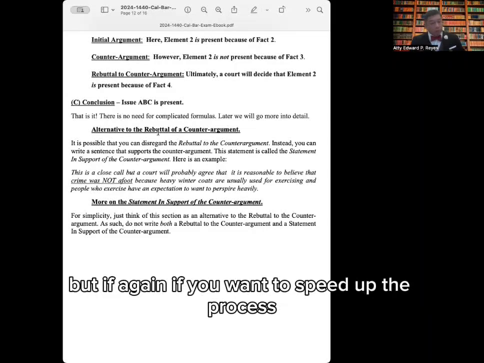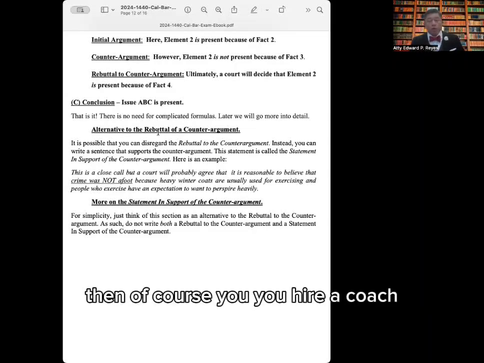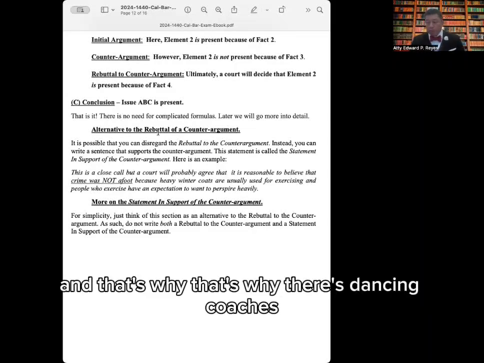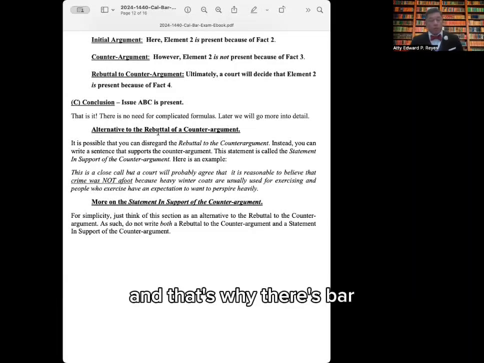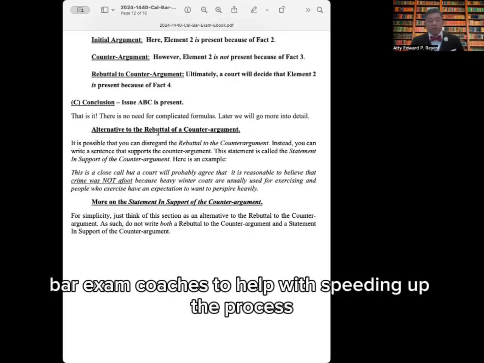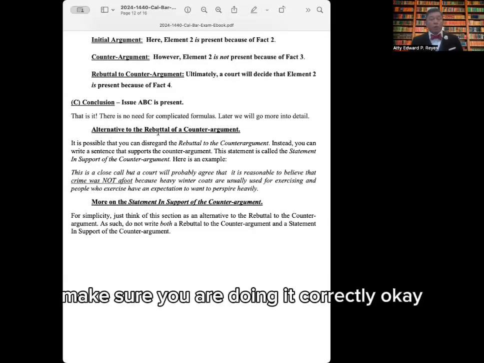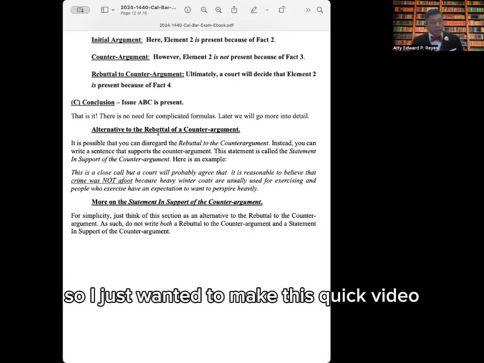But if you want to speed up the process, then of course you hire a coach, and that's why there are dancing coaches, and that's why there are bar exam coaches, to help with speeding up the process and make sure you are doing it correctly.